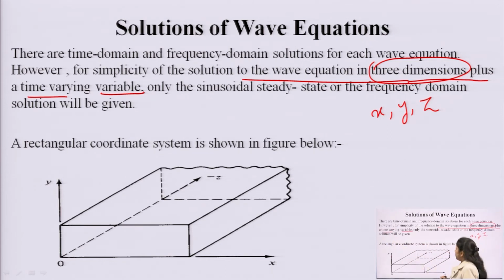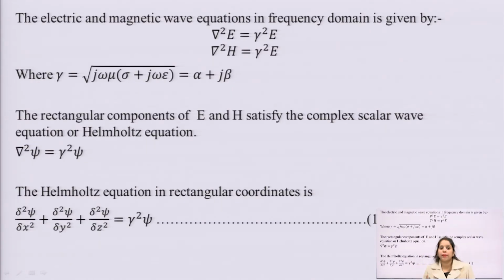This is a rectangular waveguide in which we are assuming that our wave is propagating in the z direction and the waveguide is in the xy plane. So, our assumption should be clear that our waveguide is in the xy plane and the wave is propagating in the z direction. So, these are the two equations of the electric and magnetic wave equation in the frequency domain.